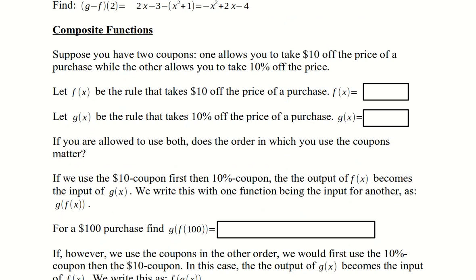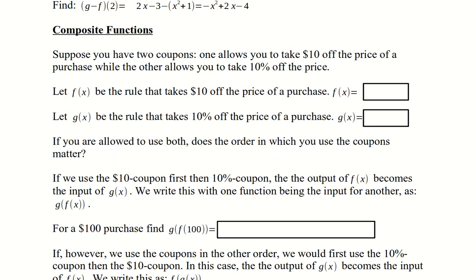Composite functions is where we're heading. So take a look at this. Suppose you've got two coupons. One allows you to take $10 off the price of a purchase, while the other allows you to take 10% off the price of a purchase. Now the purpose of this example is to show that composition is not commutative. In other words, order matters. So we'll get a better deal when we use the coupons in one order versus another order. Assuming we can use them both.